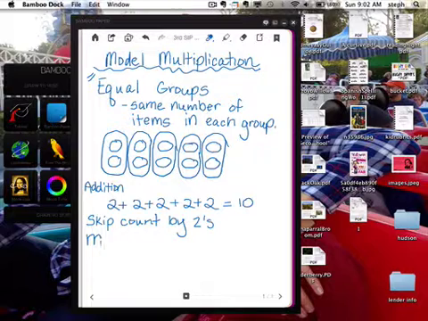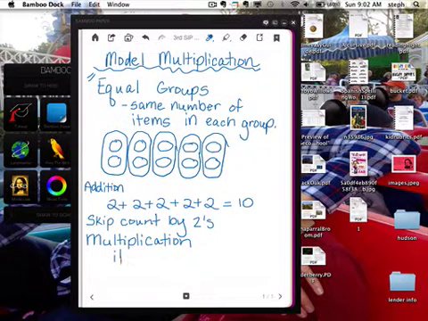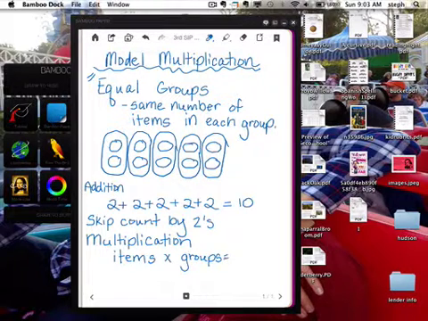So go ahead and write the word multiplication. The way you write it by multiplication is you write your number of items times the number of groups. And that gives you your product or your answer. They call the answer to a multiplication problem a product.